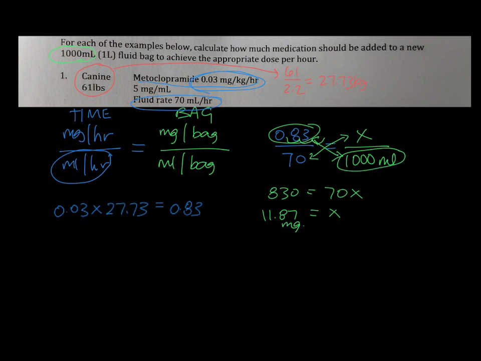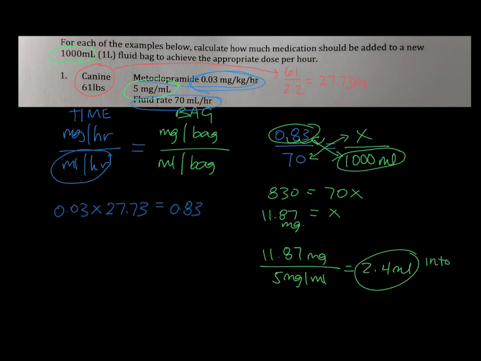But I have one more step, because what I really need to know is the volume in mLs that I'm going to put into my bag. So I'm going to take the concentration of the drug, which is 5 mg per mL, and divide my drug dose by that. So 11.87 milligrams divided by 5 mg per mL equals 2.4 mLs. And that is what I'm going to put into 1 liter of fluids. Now try number 2 on your own and check back with me, and we'll see how we did.